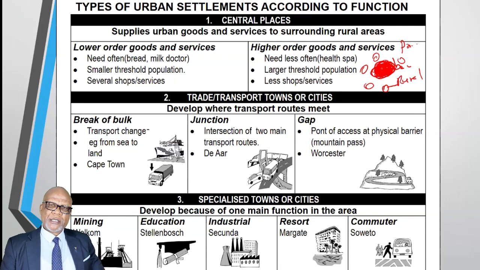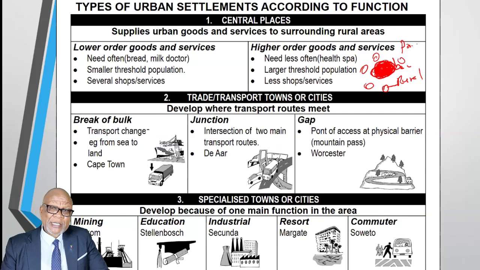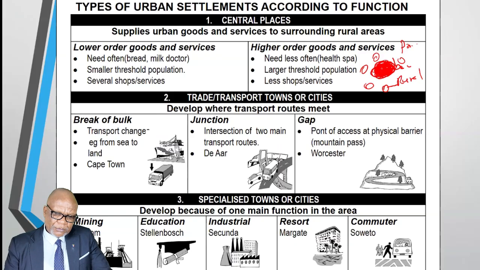So a central place is a town or area, an urban settlement, that provides goods and services to the surrounding rural area. Or you can simply say it provides urban functions. What are urban functions? Urban functions are secondary functions and tertiary functions. Then we have other types of town.